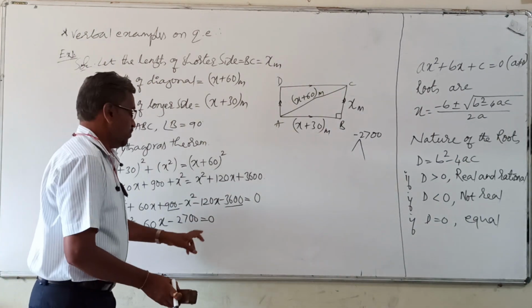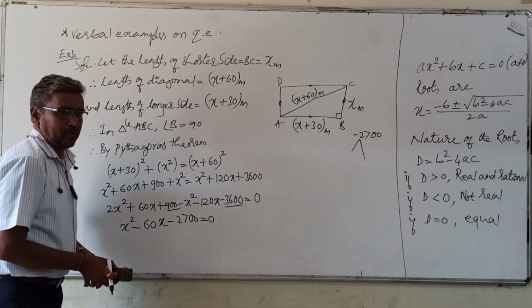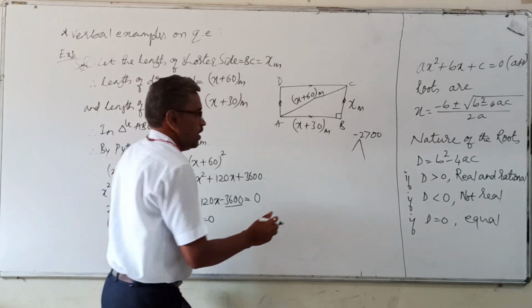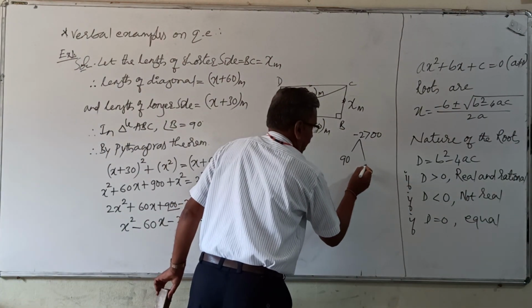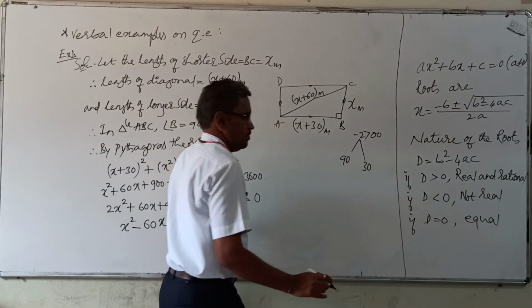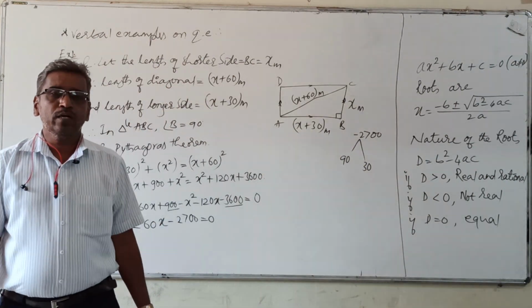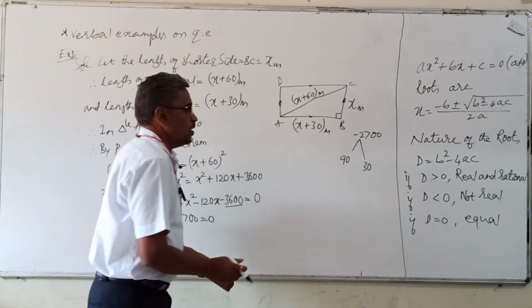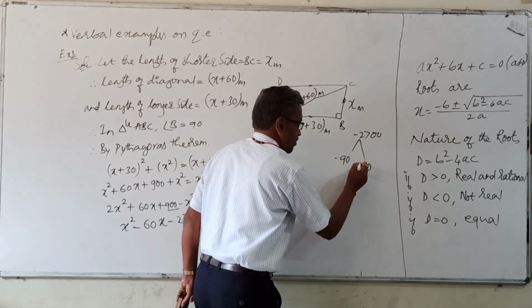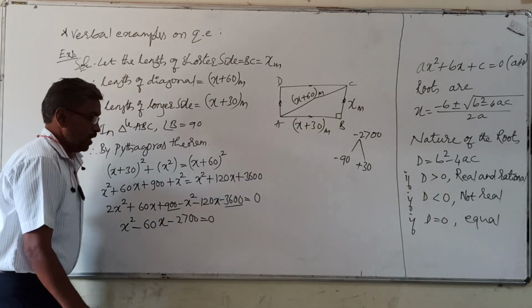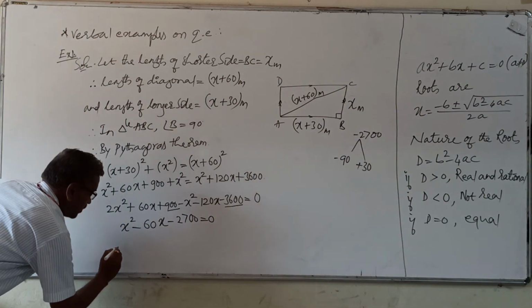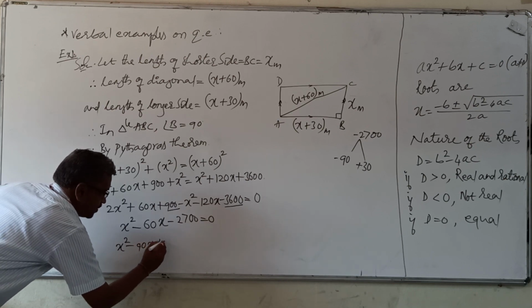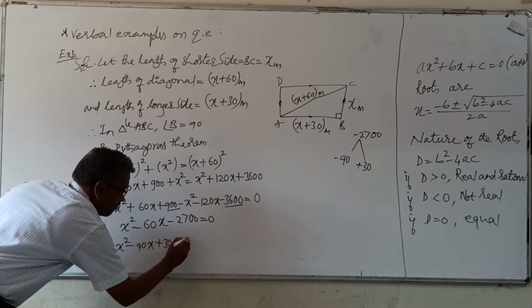Okay. So product is minus 2700, difference is 60. So 90 and 30, you know, 90 into 30 is 2700. But we want the minus 60. So bigger number is minus, smaller number is plus. So I want to split the middle term. That is x square minus 90x plus 30x minus 2700.